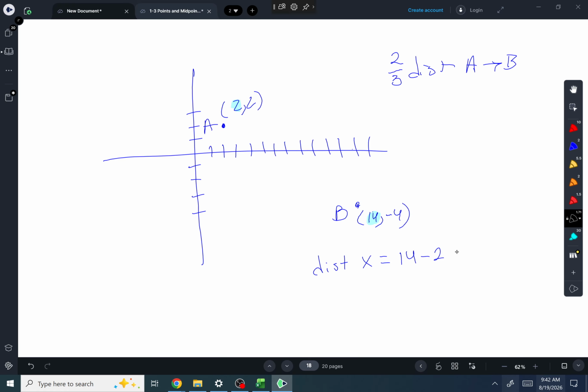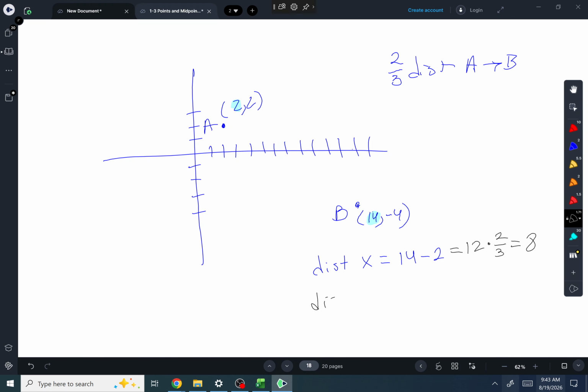Yeah? Okay? So what is this? 12. What do I do with the 12? Oh. Find 2/3 of it. So multiply it by 2/3. I want to find 2/3 of the distance of 12. What is 2/3 of 12? 8. So that means I'm going to move 8. Okay?